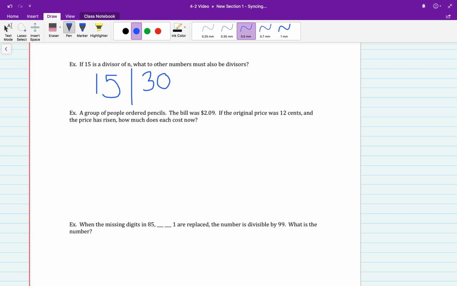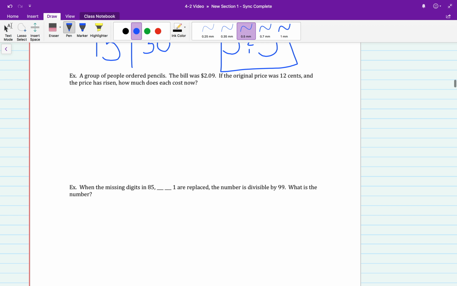So what other numbers must also be divisors for this? What we're looking for basically is divisors of 15, because every divisor of 15 will also be a divisor of 30. So 15 has two divisors, so that would be 3 and 5. So those are my answers. 3 and 5 have to be the other, misspelled, 2 instead of T-O. Sorry about that. What two other numbers must also be divisors? So you're always looking for the divisors of your given number here.